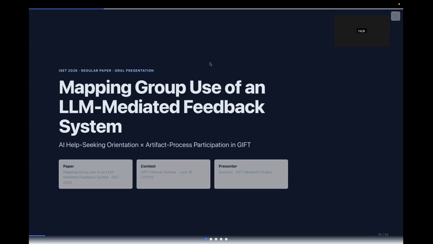Let's start today's seminar. Today's seminar will share one of our latest accepted works in education and AI. It's called Mapping Group Use of an LLM Mediated Feedback System: AI help-seeking orientation and artifact process participation in GIFTS. This work has been accepted by ICET 2026.